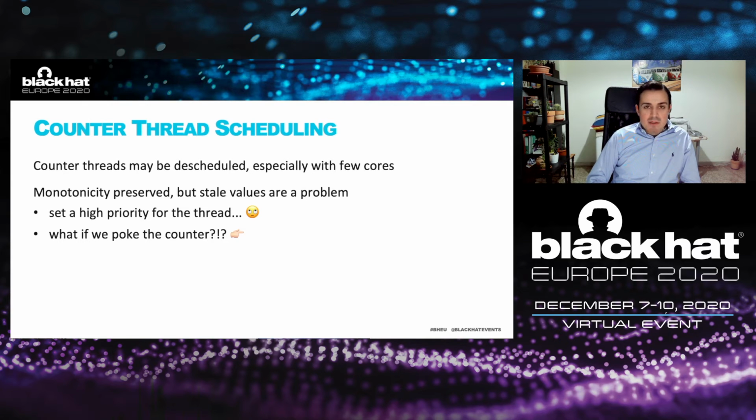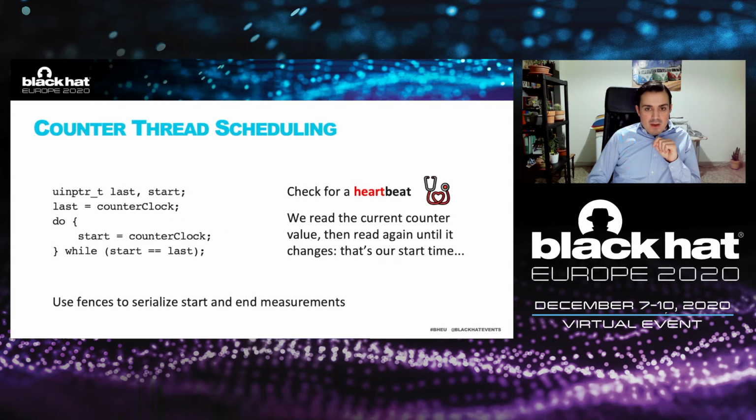It's also conspicuous. What you can do is poke the counter. You can check for a heartbeat. You can read the counter, read it again, and see if the value has changed. If it has changed, the thread is beating, so it's ticking. And you can take that last measurement, and that will be your starting time. Otherwise, you keep waiting. And then it's important in general with counter threads, but also with the RDTSC, that you serialize your measurements using fences.